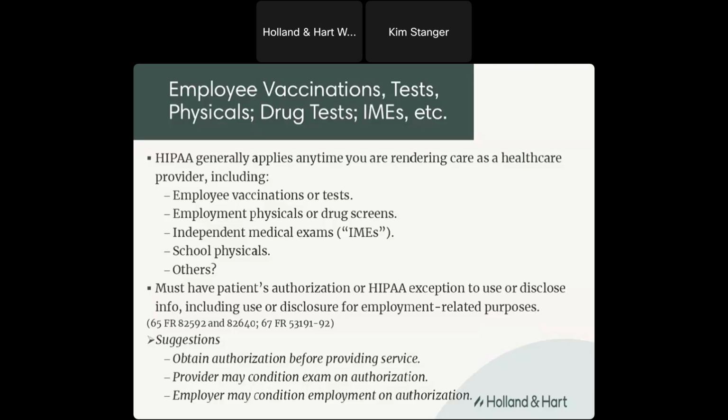If the whole purpose of you conducting that healthcare is so that you can get information to disclose to another party, you can condition that care on the patient providing that authorization. And if you rely on that authorization to go ahead and provide that care, then the patient can't withdraw that after the fact. So just be aware of these employee vaccination tests. Just remember, HIPAA still applies, and that generally means you need the patient's authorization before you can make the disclosure.